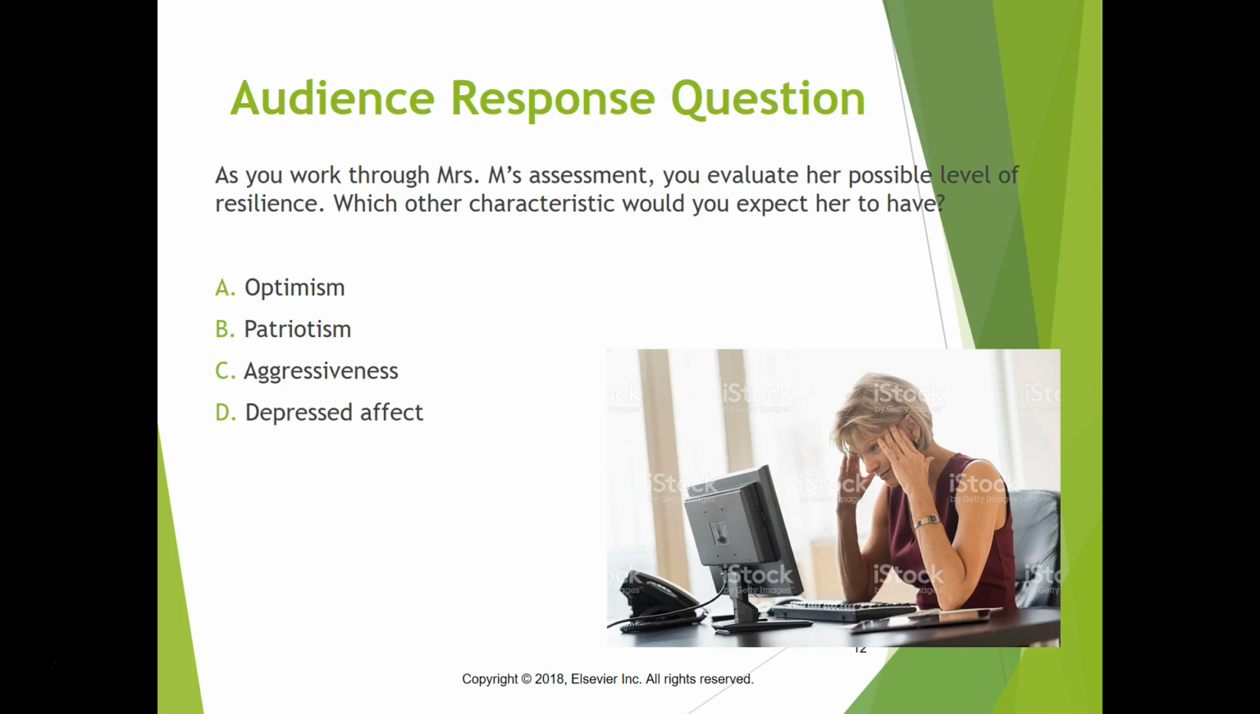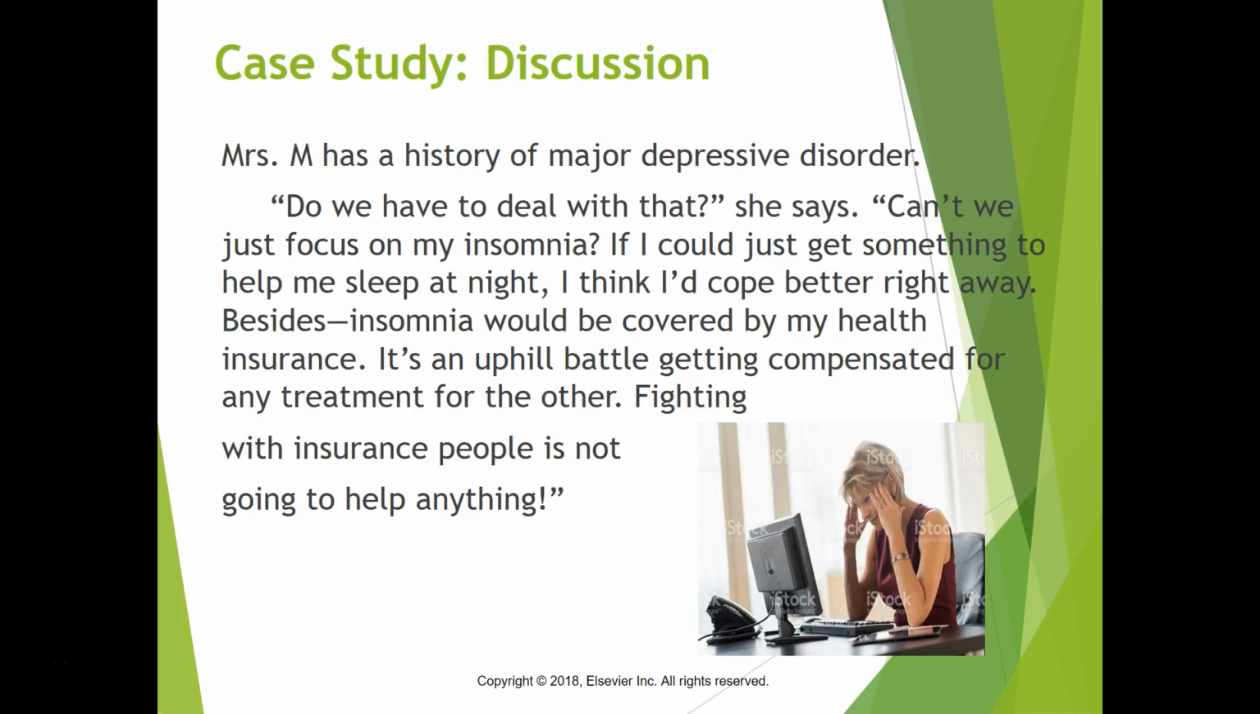So as you work through Mrs. M's assessment, you evaluate her possible level of resilience. What other characteristic would you expect her to have if she was resilient? Would it be optimism, patriotism, aggressiveness, or a depressed affect? So I'm hoping that you picked optimism, since we already talked a little bit about resilience. And so we would certainly want to know how she has coped in the past, because that will give us a sense of her being able to bounce back and be resilient. Is she able to use resources to kind of bring her back to her usual level of functioning?